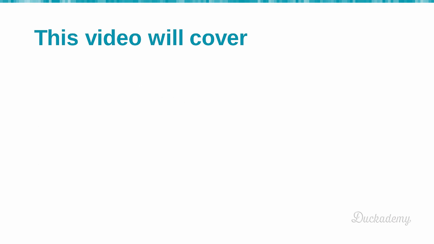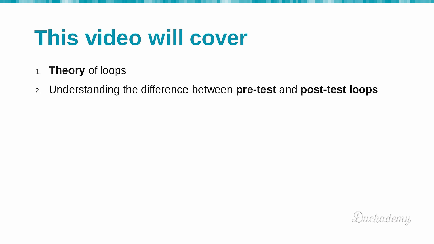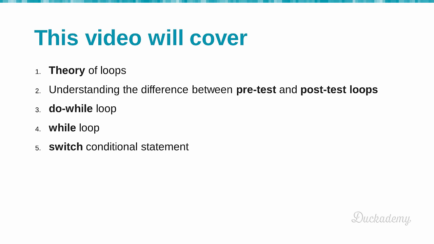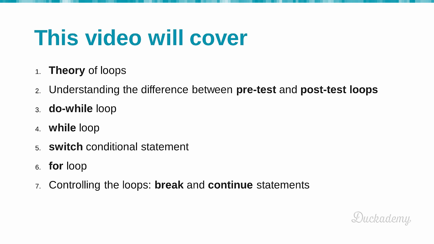in the program. So in this video, first of all, we will cover the theory of the loops, what the loops are, and then we understand the difference between the pretest and the post-test loops. And then we will see the do-while and while loop, and then we learn the switch conditional statement, and after all, the for loop. And at the end of the video, we will see how to control these loops with the break and the continue statements.